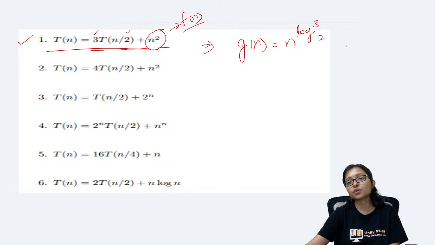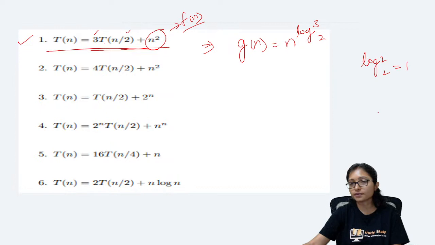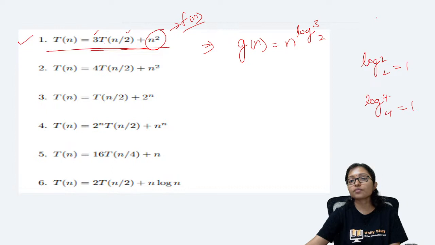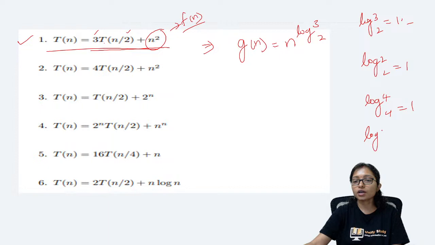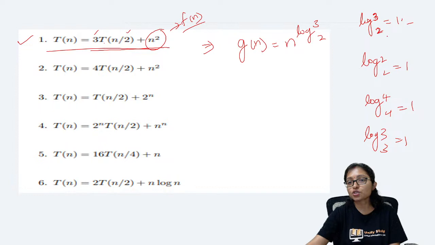Actually what will happen? Log 2 base 2 is 1, and log 4 base 4 is also 1. Now if I am doing log 3 base 2, what will it be? It will be 1 point something, because log 3 base 3 is also 1, but it is log 3 base 2. Log 2 base 2 is 1, so log 3 base 2 will be 1 point something, definitely less than 2. That's why we can say it will be n to the power 1 point something.